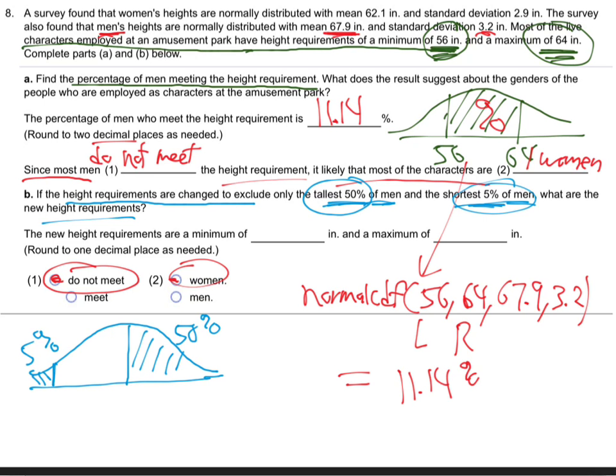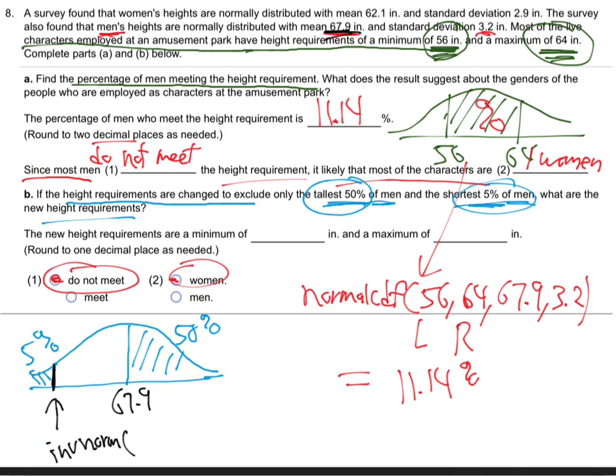What's the middle of the man graph? It's 67.9, right? So this is 67.9, the middle of the man graph. So we already know that right there. We don't even need to do anything on our calculator. And then we got to find this number, though. So how do we find this number? Inverse norm. It's on the bottom, huh? So it's inverse norm.